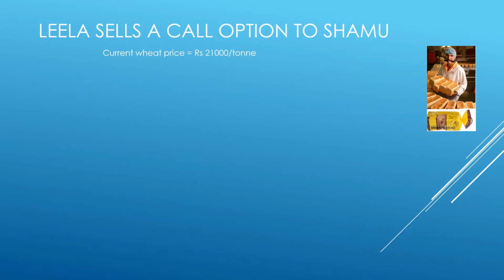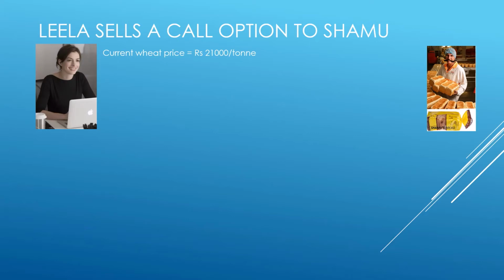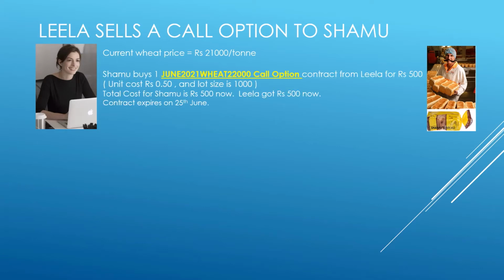Now, as we saw, Leela sells a call option to Shamu. Current wheat price is rupees 21,000. Now, Shamu buys one lot of June 2021 wheat 22,000 call option contract from Leela for rupees 500. As in futures, the lot size of a call option may vary. Here, let's assume it was 1000. The unit cost of this contract was half a rupee, and since the lot size is 1000, that's how Shamu had to pay 500.